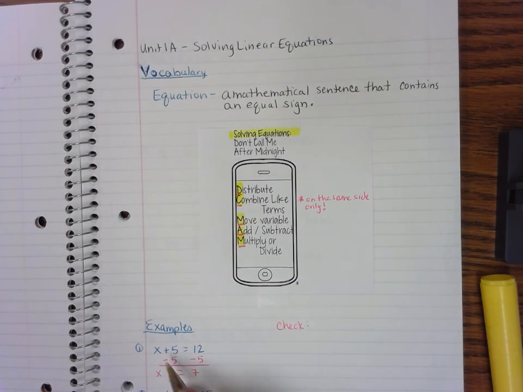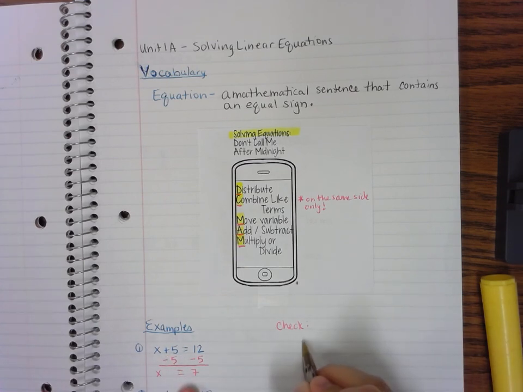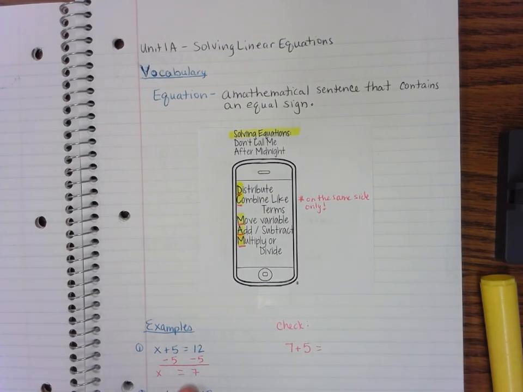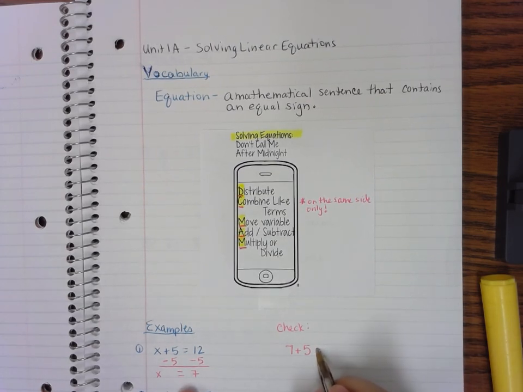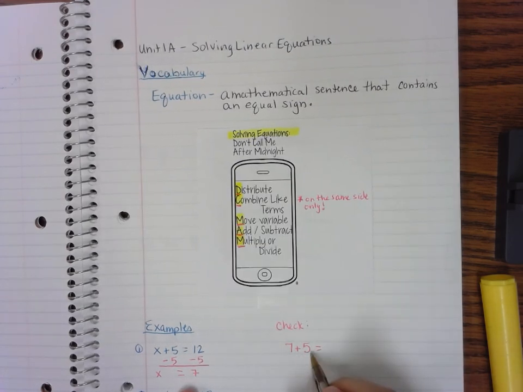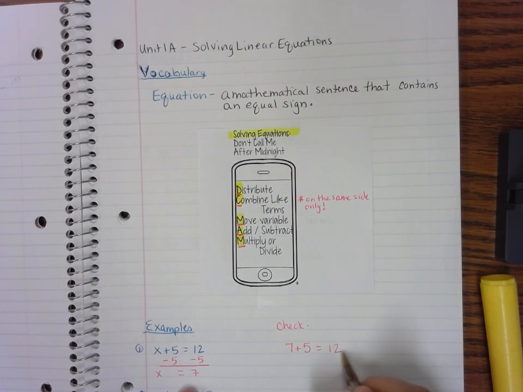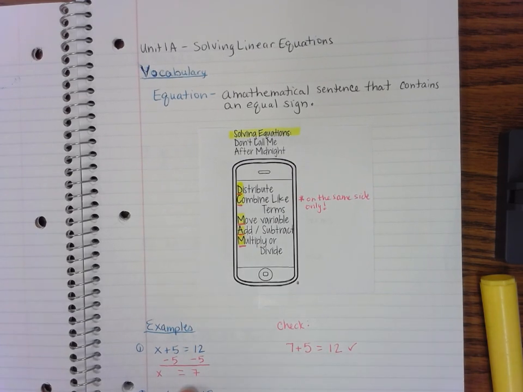So I'm going to replace the x in the problem with the 7, and I'm going to add 7 plus 5. And I can use my calculator or my given calculator, which is my brain, to add 7 plus 5, which does in fact equal 12. And so we have the correct answer.